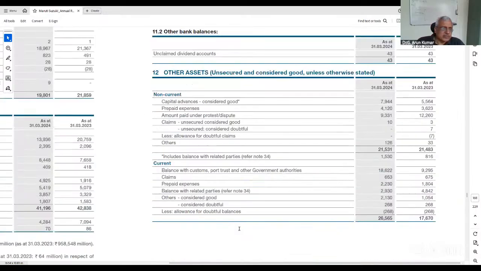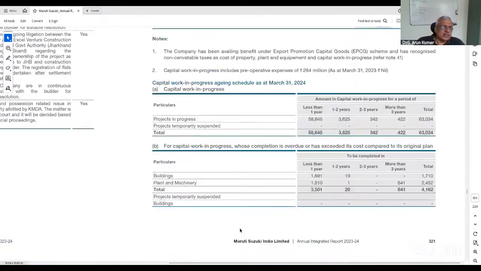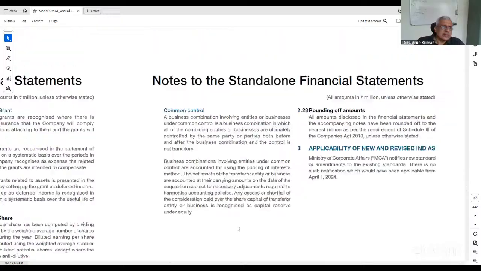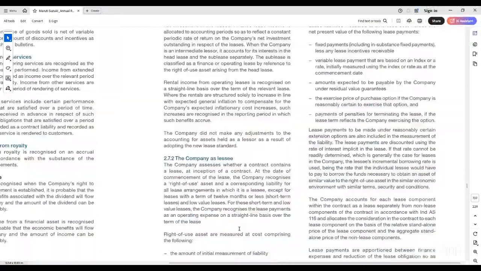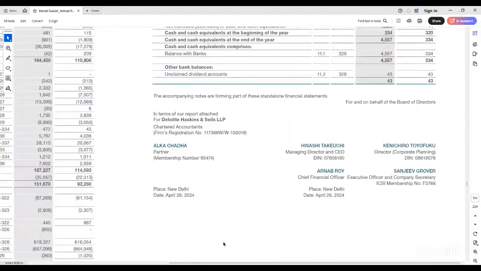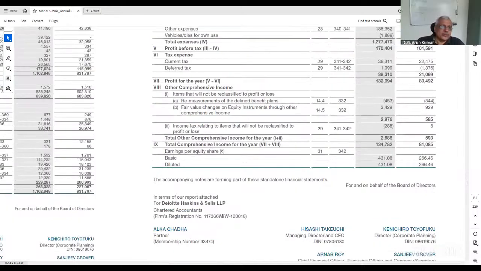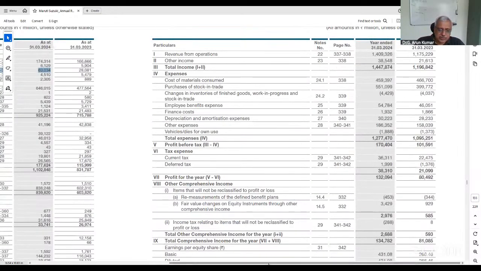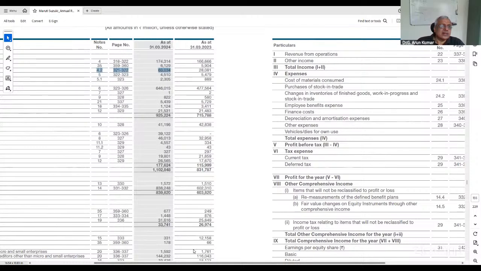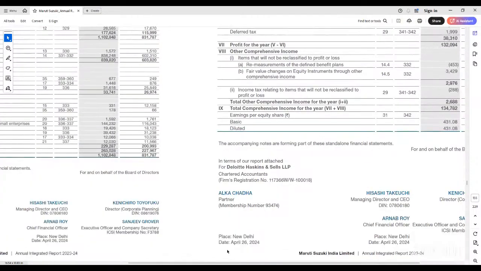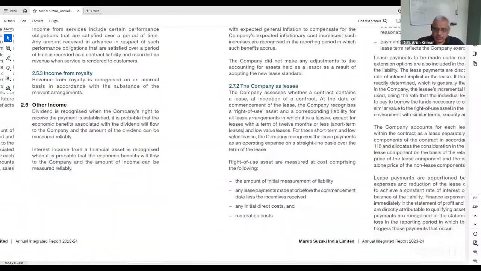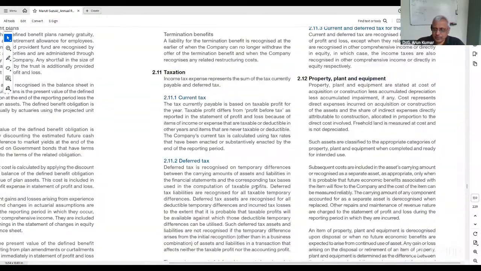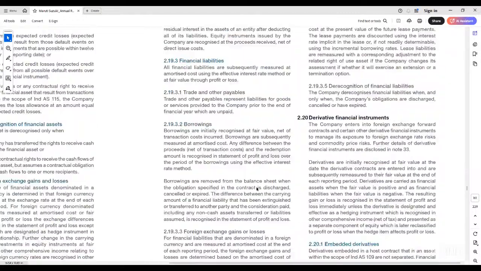I think I missed the page number. Suhail, I missed the page number. I think so. Let me just go back. 321. Sorry, I went to 331. That is my mistake. 321. I'm sorry. It's my mistake.